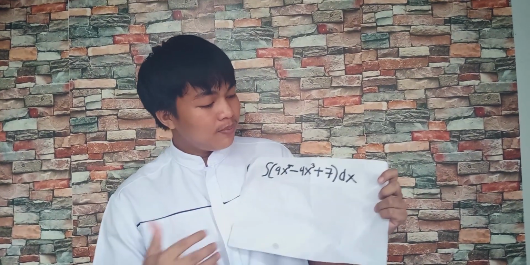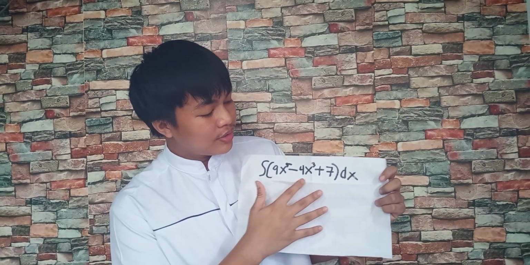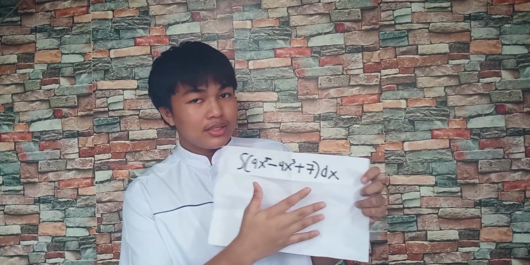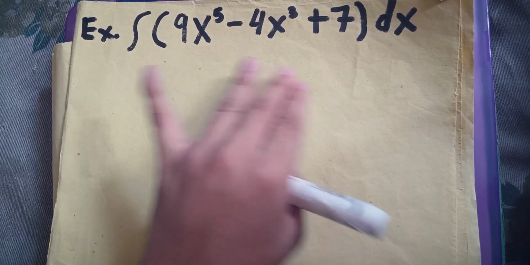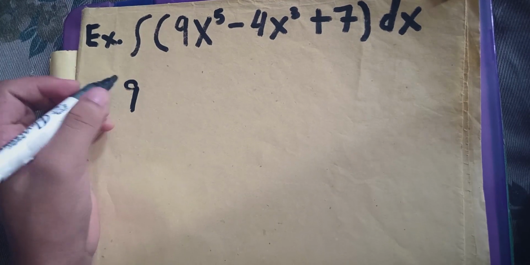So here, we have a trinomial problem: the integral of 9x to the 5th minus 4x cubed plus 7 dx. The first step is to get each term's integral respectively. So first, we have 9x to the 5th power, then negative 4x cubed, then plus 7. The next step is to separate the constant.